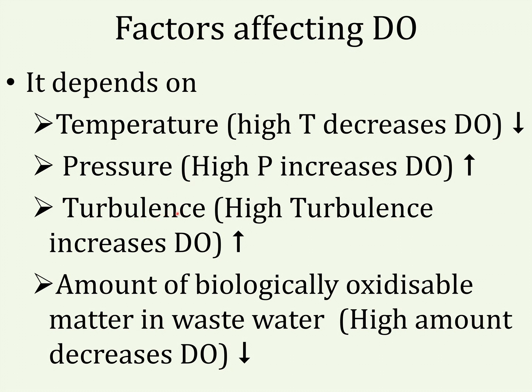Turbulence has a similar effect. As turbulence increases, dissolved oxygen increases. More currents, more movements, dissolved oxygen increases. The amount of waste, dissolved oxygen decreases. That means when waste is more, decaying is more, degradation is more, consuming the dissolved oxygen, and dissolved oxygen decreases. In fact, less dissolved oxygen is an indicator for more pollution also.